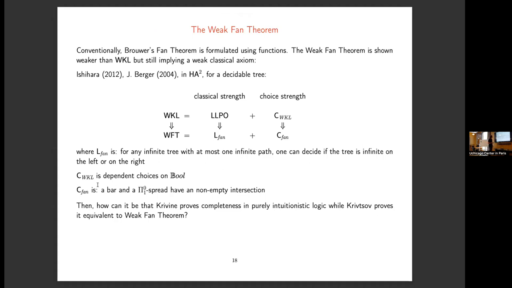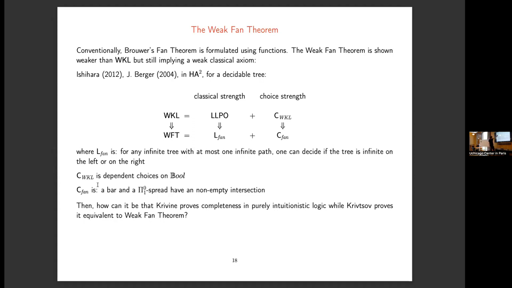Then let's look at what it implies on the formulation of the fan theorem and the Weak König's lemma. But first, let's recall a few works in the last 20 years on analyzing the lemma and fan theorem in terms of classical logic. So Ishihara proved that WKL has a purely intuitionistic part and a classical part. The classical part is this LLPO, so De Morgan for Sigma 0 1 formulas. And a purely choice part, which happens to be a dependent choice for Booleans, basically.